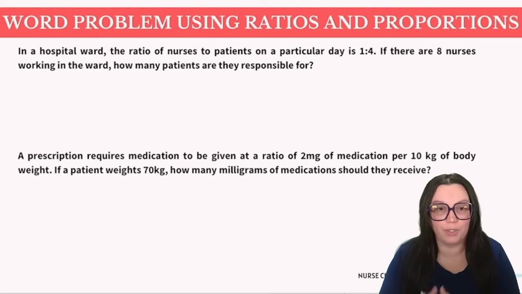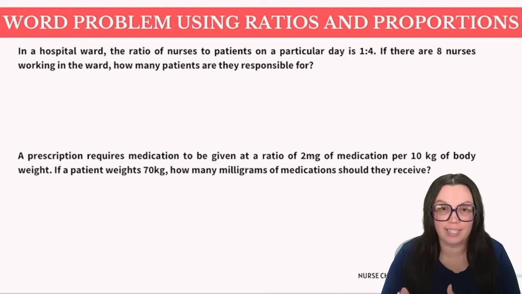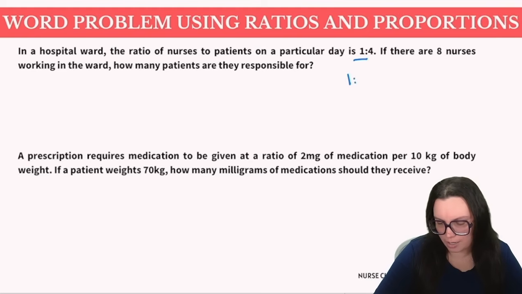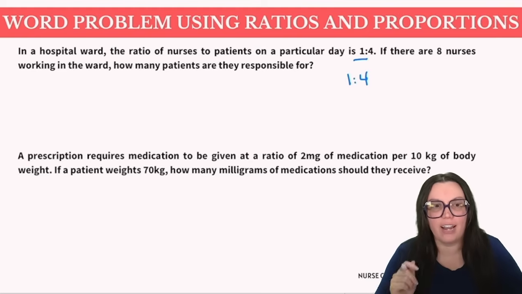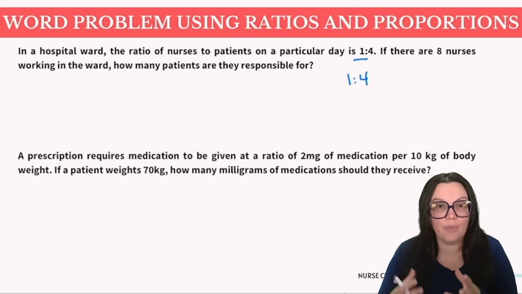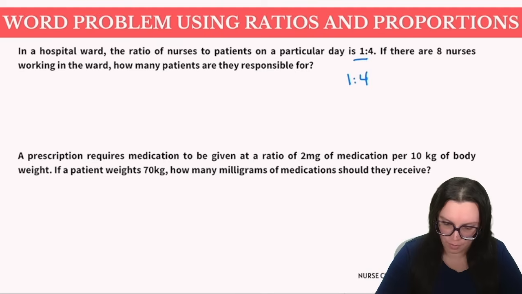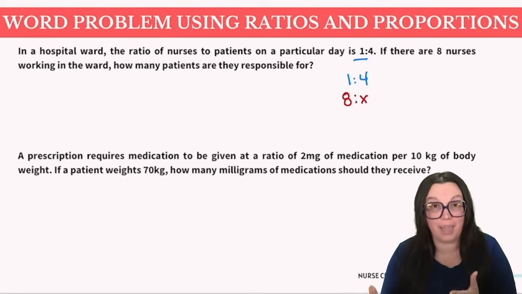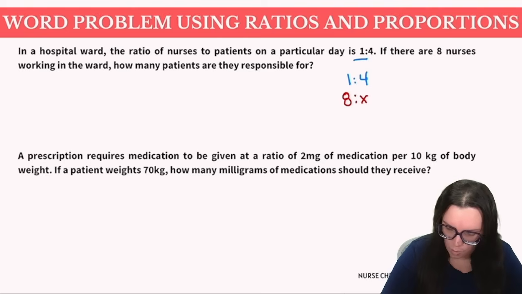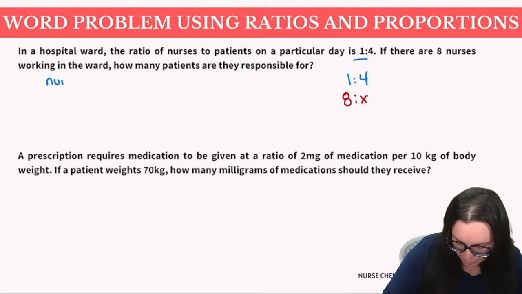So in a hospital ward, the ratio of nurses to patients on a particular day is 1 to 4. If there are 8 nurses on the ward, how many patients are they going to be responsible for? So we know we have 8 nurses, and we're trying to figure out how many patients they're going to have. So again, we're going to organize it. So we're going to put our nurses on the left, and we're going to put our patients on the right.